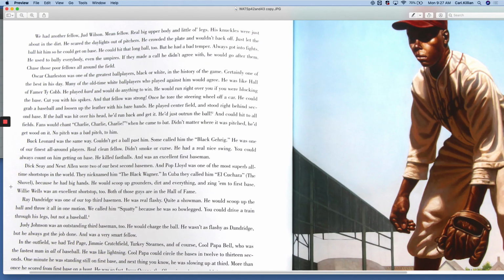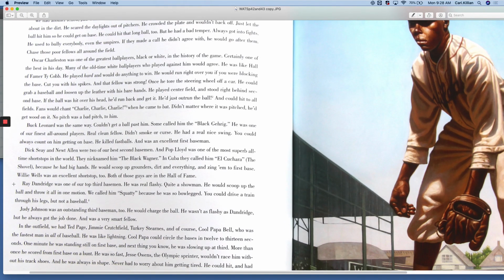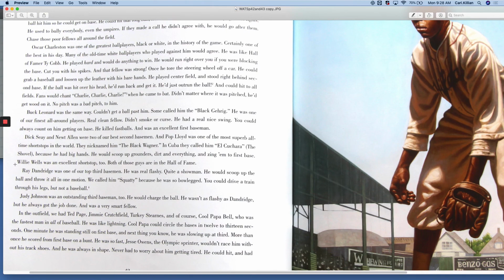Real clean fella. Didn't smoke or curse. He had a real nice swing. You could always count on him for getting on base. He killed fastballs. He was an excellent first baseman.